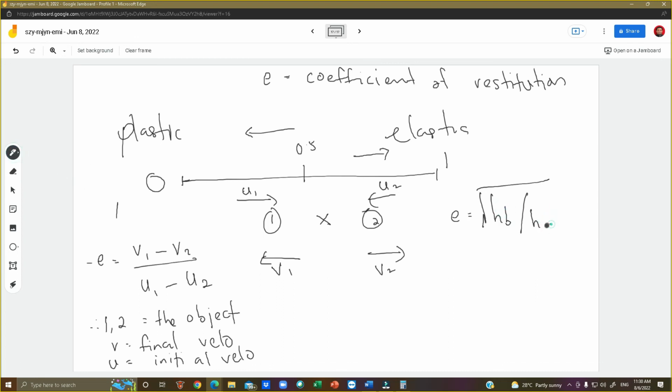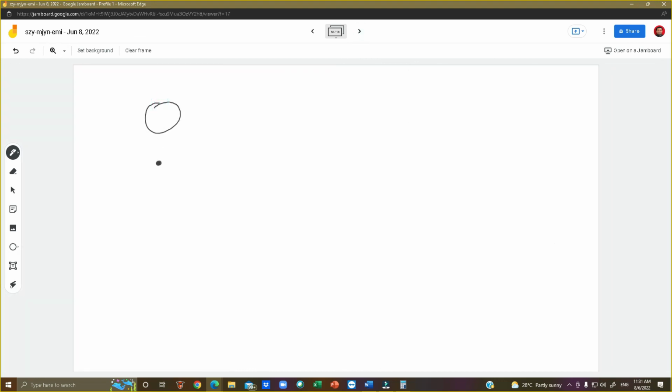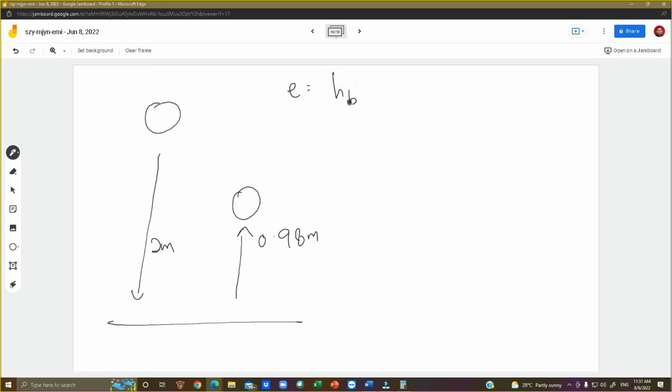Height bounce over height drop, where H equals height, B bounce, D drop. Okay, example. We have the ball just now. We drop the ball from, let's say, 2 meters. And then the ball bounces back at 0.98 meter. Now try to determine the category of collision. So E equals the square root of height bounce over height drop.